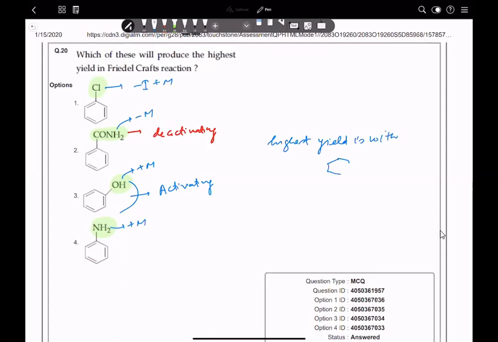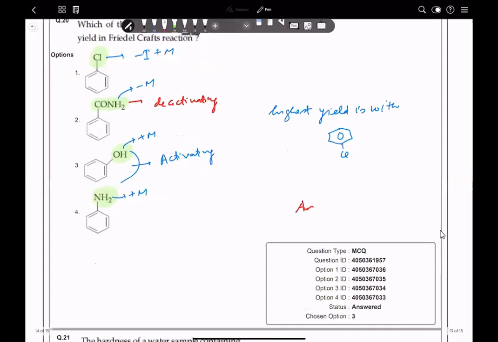As per the given options, the answer must be 1. Is that clear?